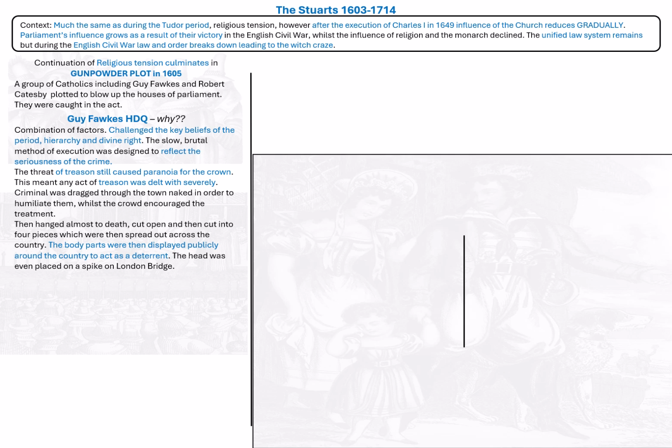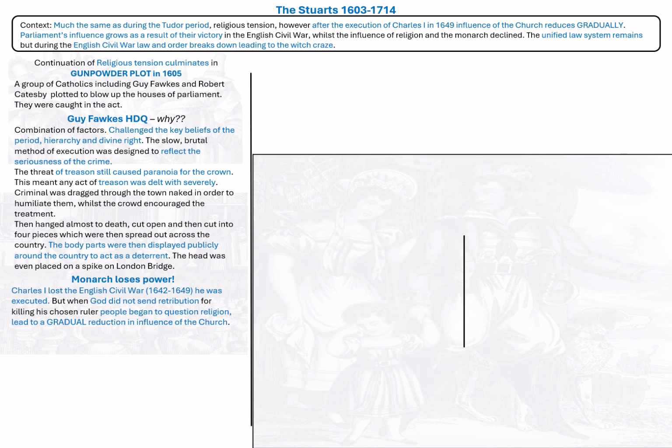In the later Stuart period, you'll also see a decline in the influence of the king. This is because Charles I lost the English Civil War, which lasted from 1642 until 1649. At the end of this civil war, he lost to Parliament, led by Oliver Cromwell, and was executed. But when God did not send retribution for killing his chosen ruler, people began to question religion, leading to a gradual reduction in the influence of the church.